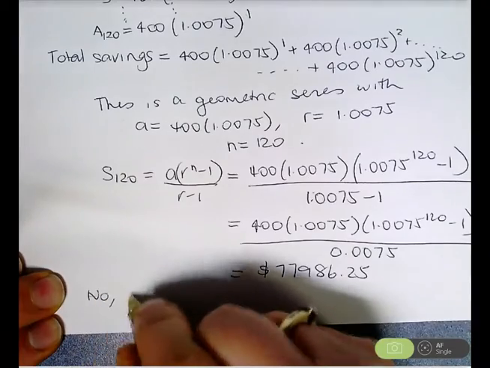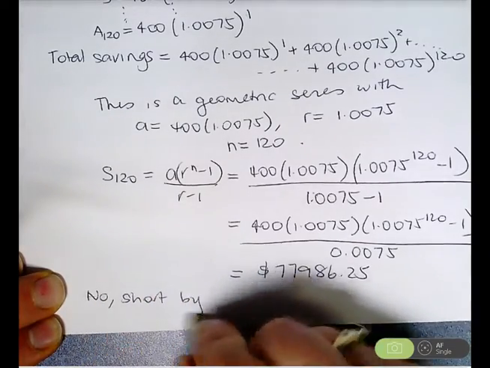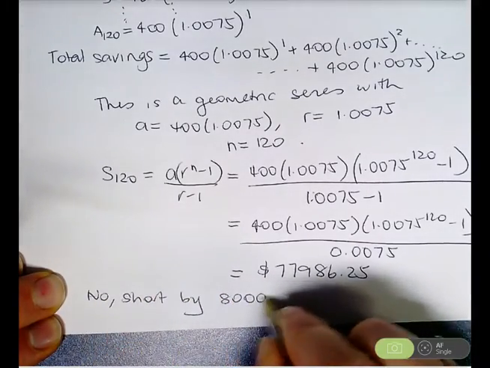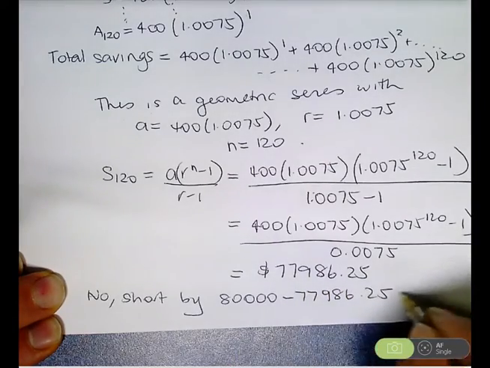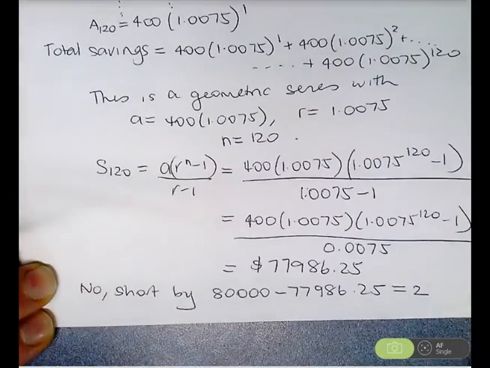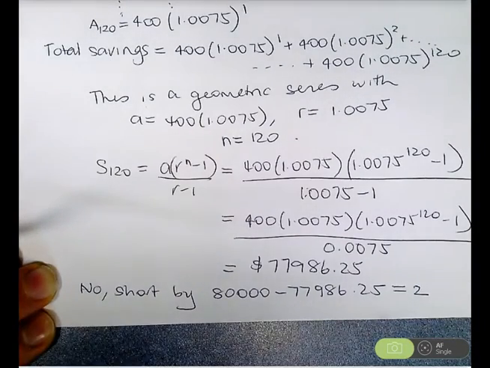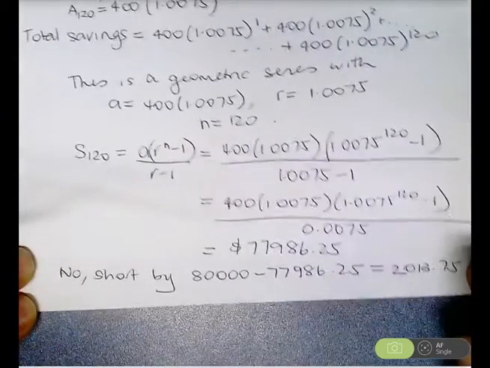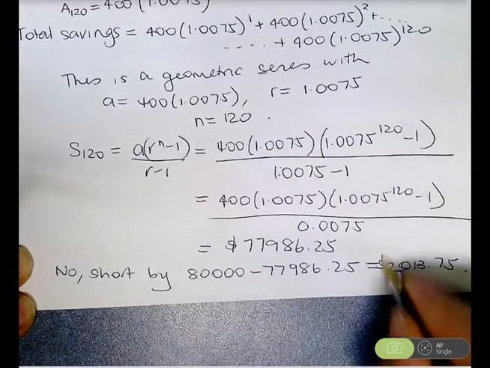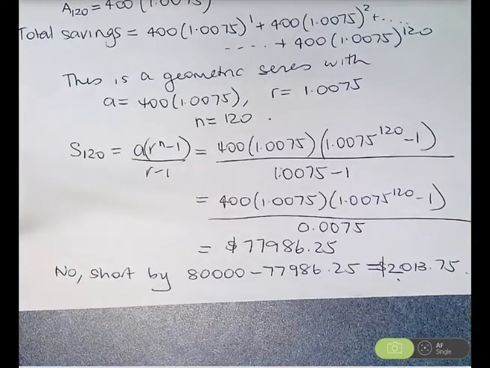So it'll be no, because they are short by 80,000 minus $77,986.25, which is $2,013.75. So short by $2,013.75.